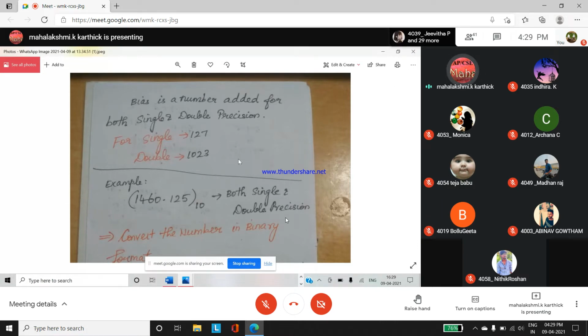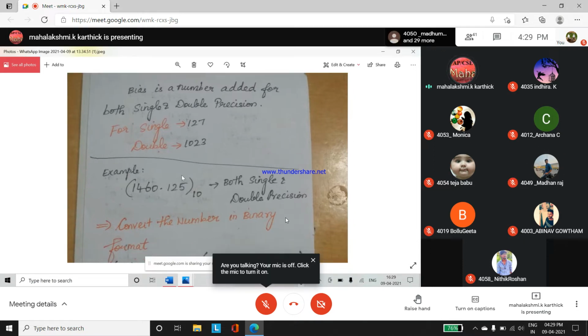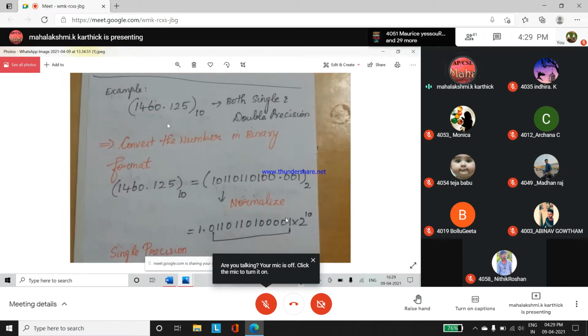So when doing biasing for a single precision exponent value and a double precision exponent value, we have to follow this. What value has to be added? For single precision, it is 127 plus the real exponent value of whatever question is asked. In the second case, 1023 has to be added for double precision. Did you note this? Say yes or no? Yes, ma'am. Thank you. Now we'll go for a real example.